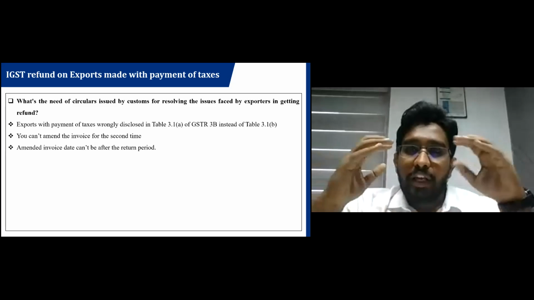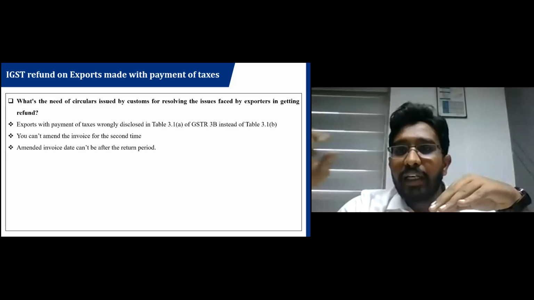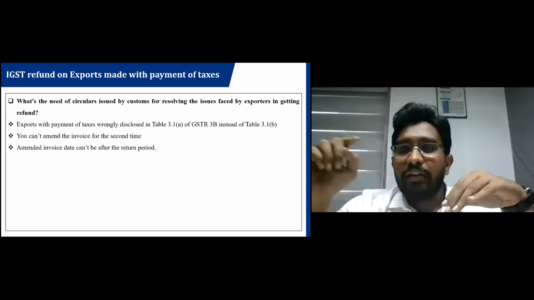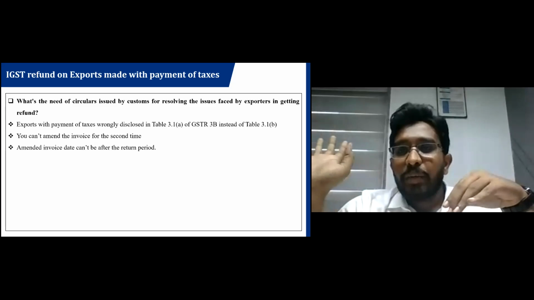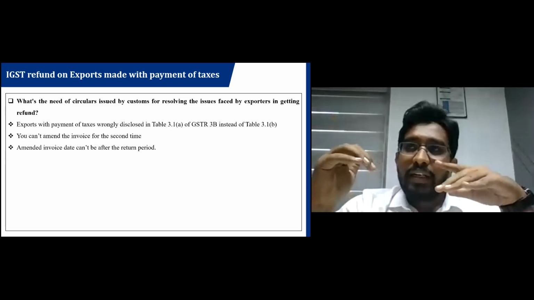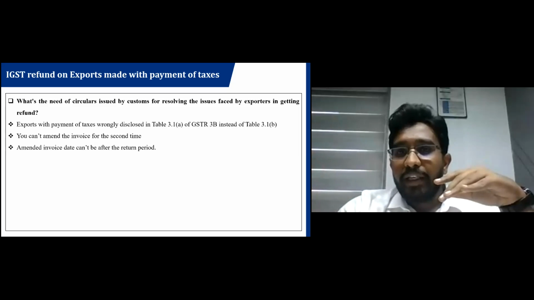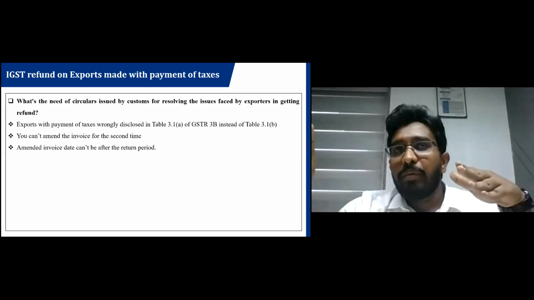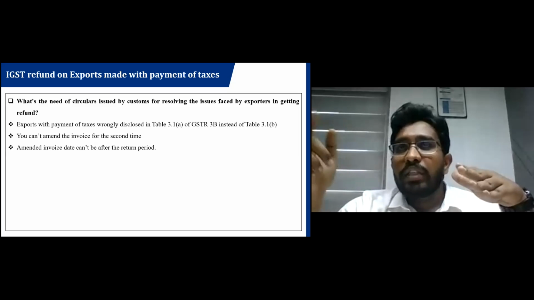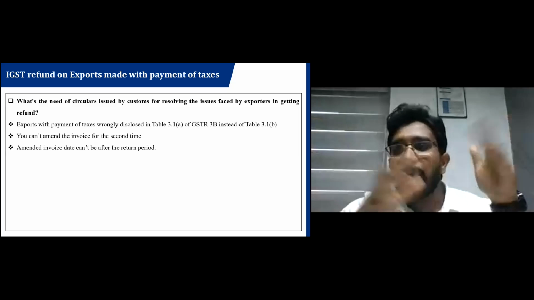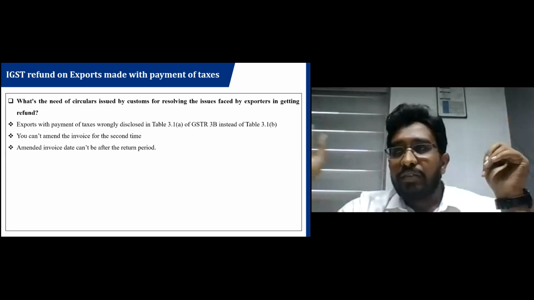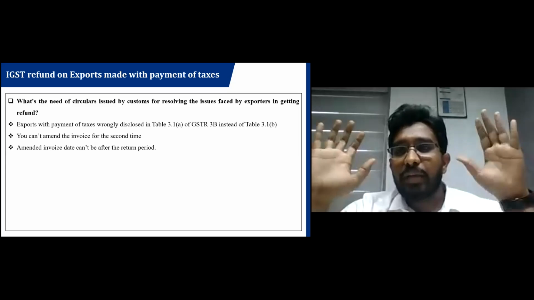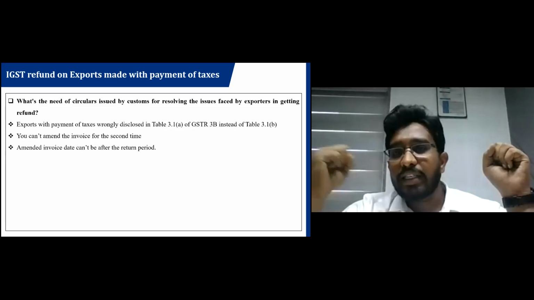In that case, a possible solution is, if you have an equal amount of domestic tax liability in the next month, you can adjust the figures in the subsequent month's GSTR 3B. That means disclose the export turnover in 3.1B, and the domestic tax liability of equal amount that you will have in the subsequent month, you disclose in 3.1A instead of 3.1B. That means the vice versa mistake. If you do the same, your export invoices will be transmitted to IceGate. That is the possible solution which is in the assessee's hands.